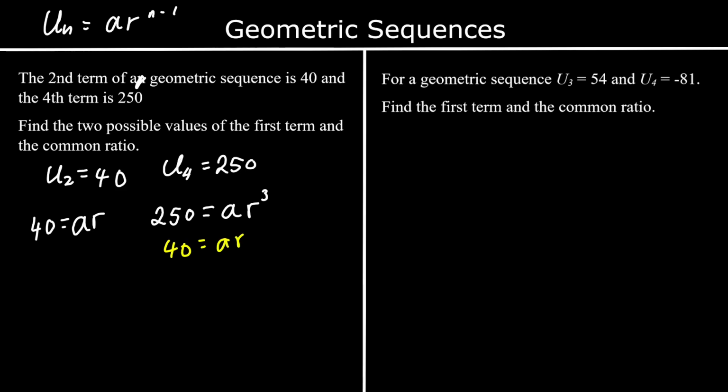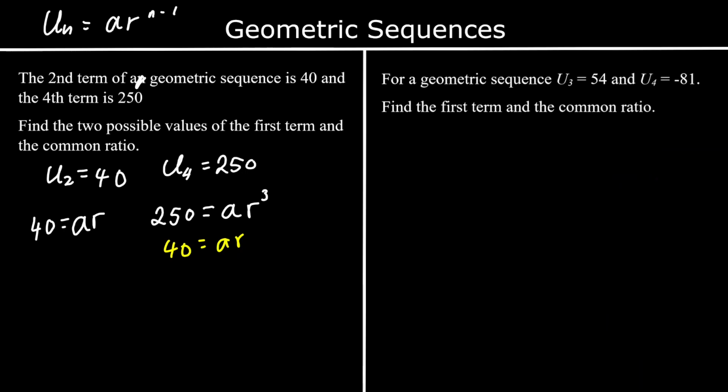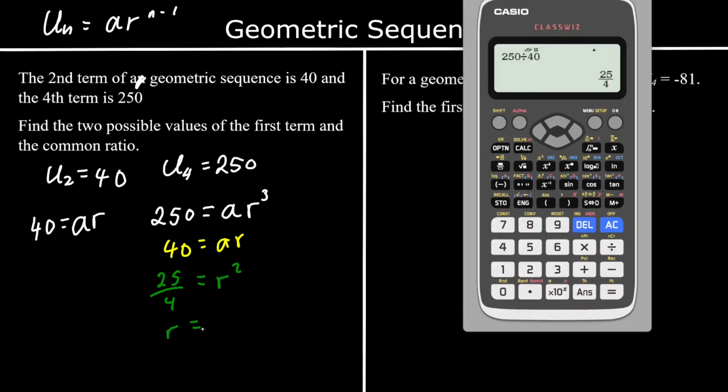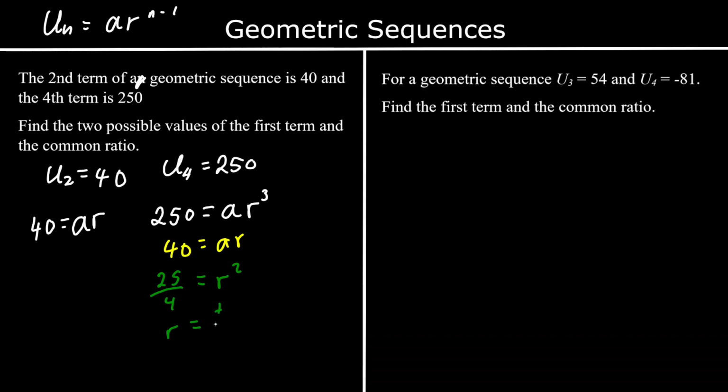And to solve them, we're going to divide. So the top one divided by the bottom one. So 250 over 40 is 25 over 4. A over a cancels. R cubed over r is r squared. And so r is the positive or negative square root. So it's plus or minus 2.5. So r is either plus 2.5, so we're multiplying by 2.5 each time, or we're multiplying by negative 2.5 each time.